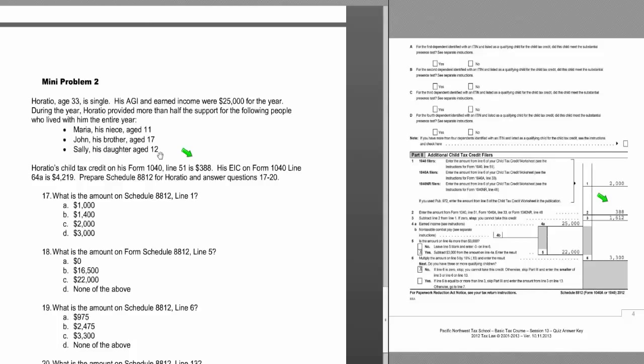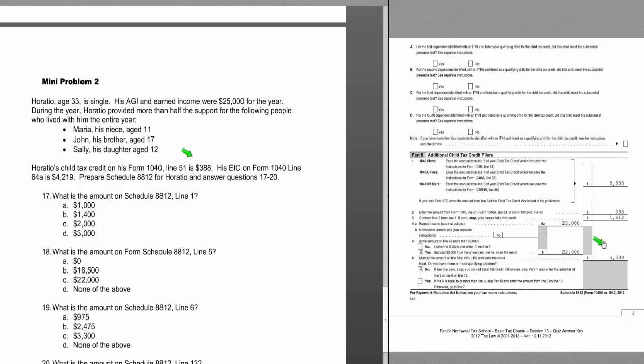So let's see how all of this comes together on his 8812 schedule. We come over to Schedule 8812, and on line one, we enter $2,000, which is $1,000 times the two qualifying children. Then on line two, we enter the amount of child tax credit claimed on line 51 of his Form 1040, $388. $388 from 2000 is $1,612. That is the maximum qualifying child tax credit that he can claim as refundable credit, but we also have to look to see if there's going to be any limitations on that. Ultimately, the limitation we look to see is the amount by which his income exceeds $3,000, and his income exceeds $3,000 by $22,000. His income is $25,000. We subtract 3 from $25,000, and we're left with $22,000. We multiply $22,000 by 15%, and we get $3,300.